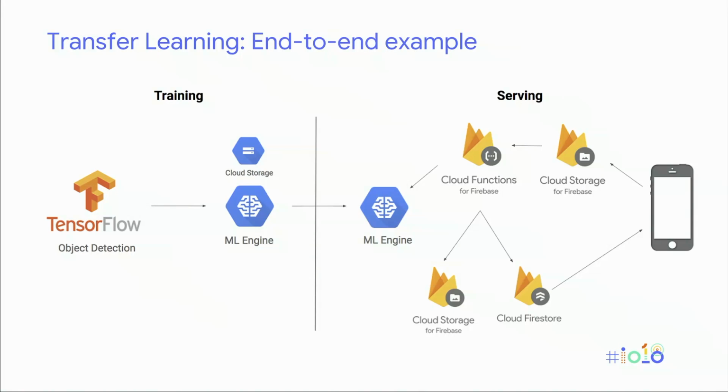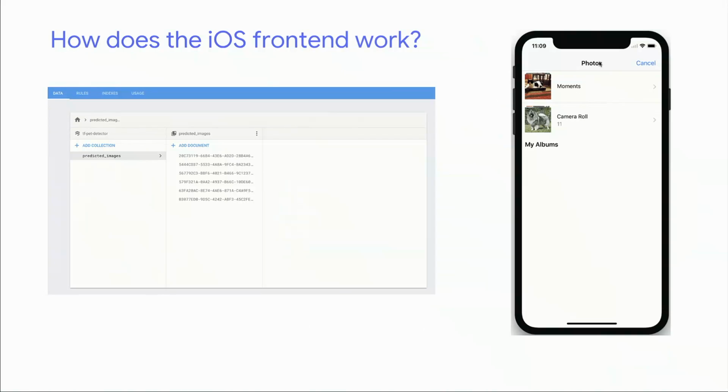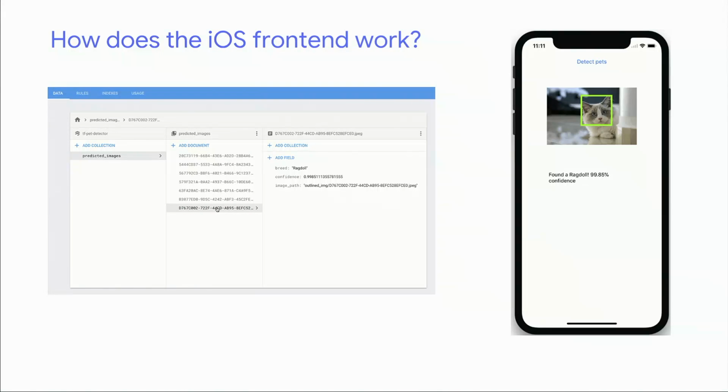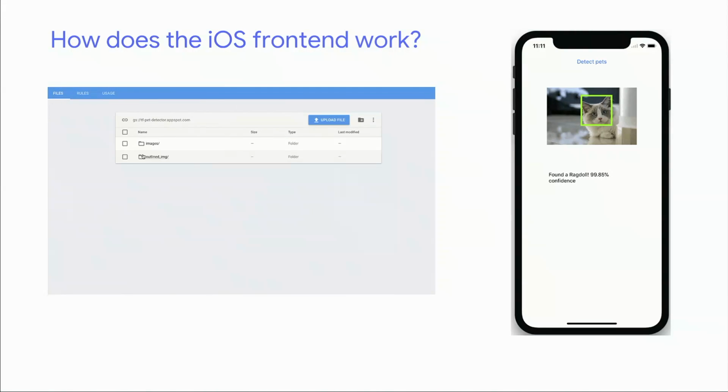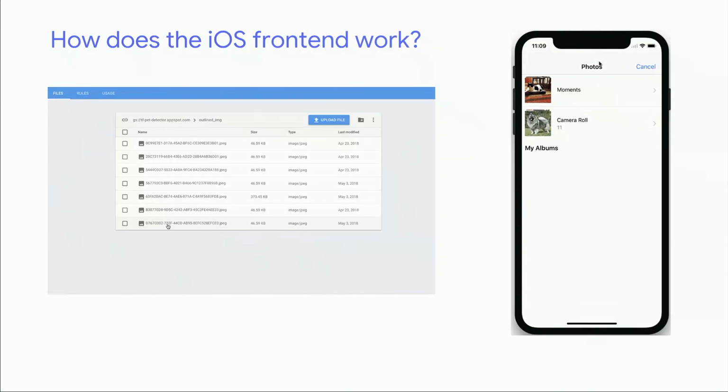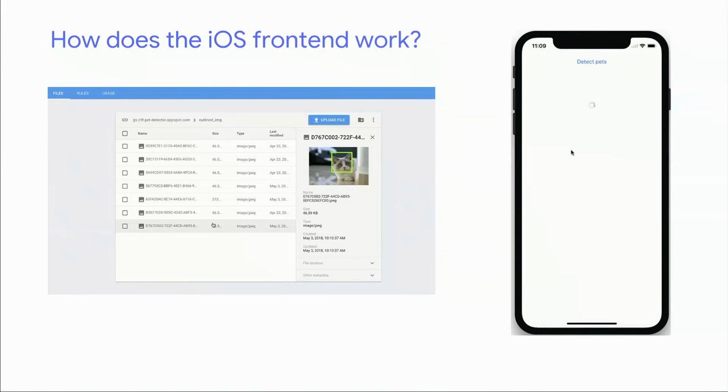So then I write that new image with the box around it to Cloud Storage, and then I store the metadata in Firestore. So here's an example showing how the front end works. This is a screenshot of Firestore, and we can see that whenever my image data is uploaded to Firestore, I write the new image with the box around it to a Cloud Storage bucket.